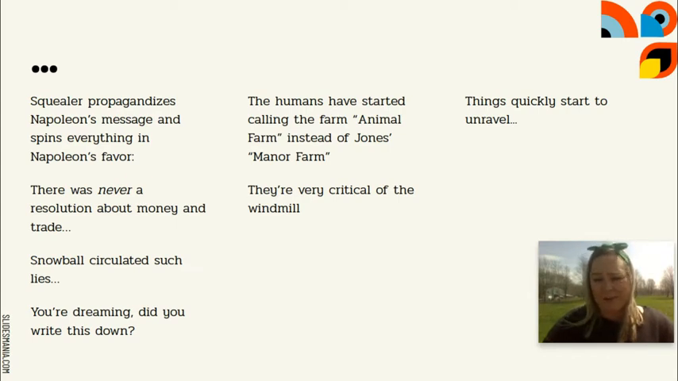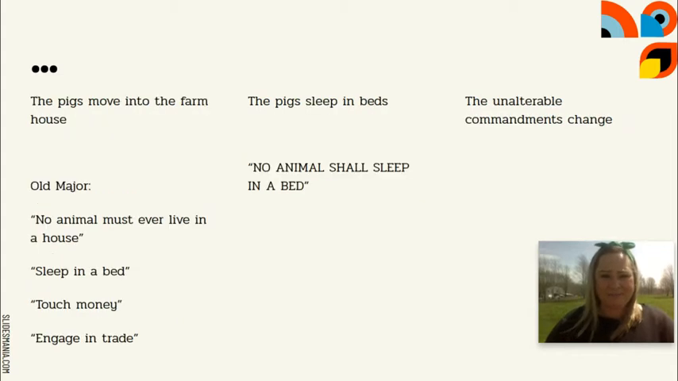The humans have started calling Animal Farm by its proper name, which is Animal Farm. When Mr. Jones was in charge of it, it was Manor Farm. But they're still very critical, and they don't anticipate Animal Farm being wildly successful. And they're also very critical of the windmill and kind of mocking the process and the time it takes to assemble the windmill. And suddenly, things in this chapter start to unravel very quickly.